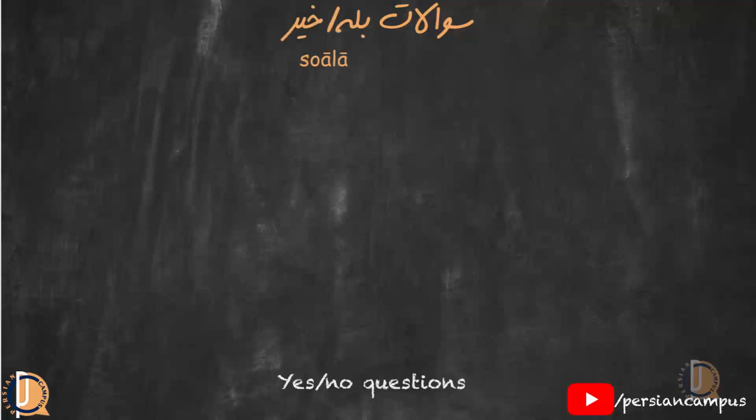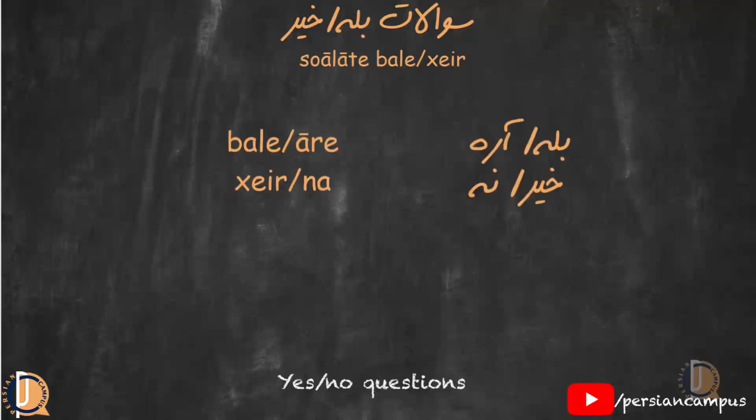Now we move on to the next type of questions. سوالات بله خیر. As the term suggests, the answer to these questions is either بله or informally آره, or خیر and informally نه.